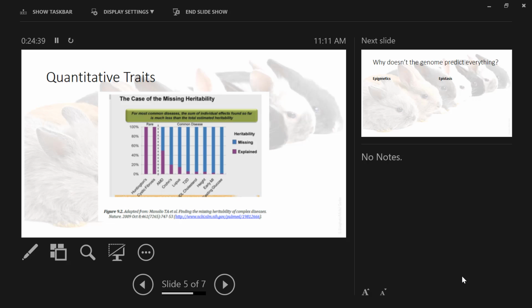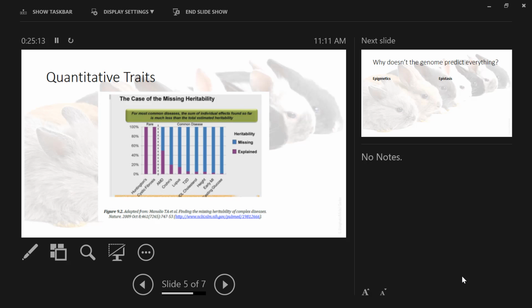So this one's kind of fun. We do these heritability studies, and we figure out that 80% of the variation in human height is due to genetic differences. But then we go and try to do genome-wide association studies, and we find every locus in the human genome that impacts human height.